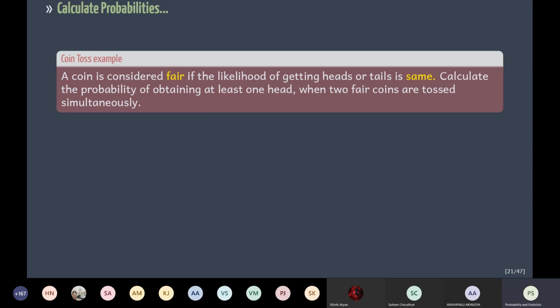This is another example where a coin is tossed. The experiment is a coin toss, and the event that we are defining is to obtain at least one head, when two fair coins are tossed simultaneously. So there are two coins, coin 1 and coin 2. Let us say head, and there is tail here. We cannot see the other side. When two fair coins are tossed simultaneously, what is the probability of obtaining at least one head?